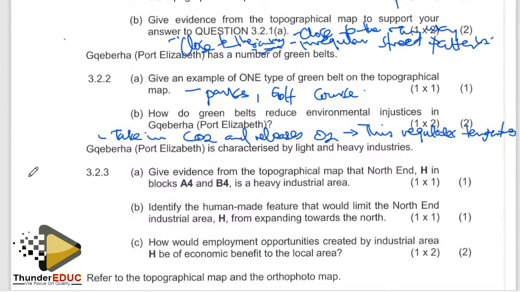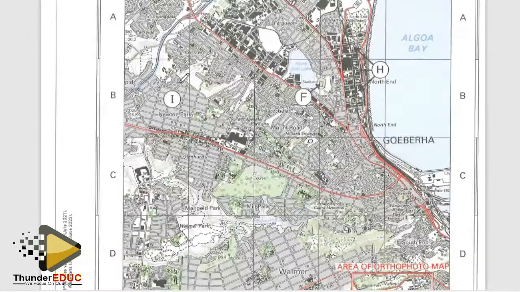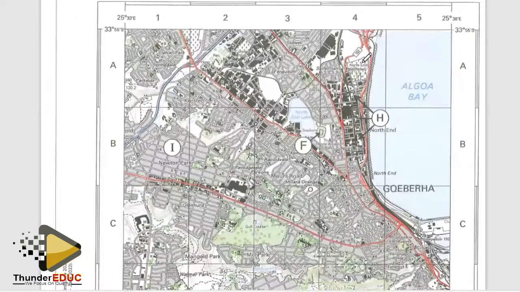And when it reduces temperatures, it reduces the environmental injustices. Okay, the next one: give evidence from the topographic map northeast of that block. Okay, BL4 and B4 is heavy industry. Give evidence from the topography that the north end edge in this block is a heavy industry. Let's go to the north end. The north end is here.